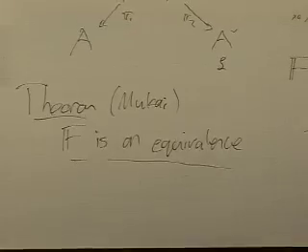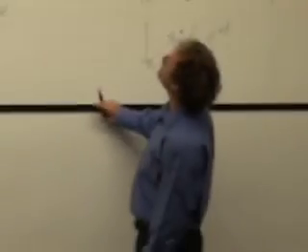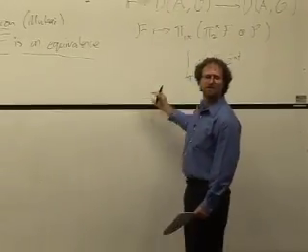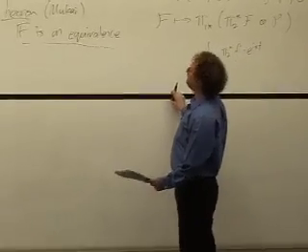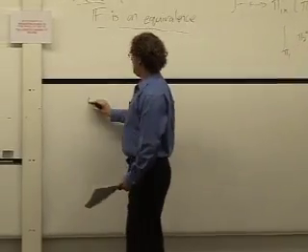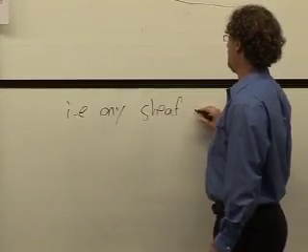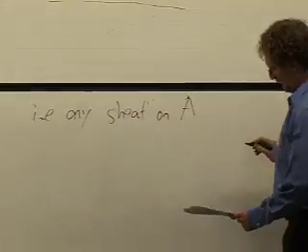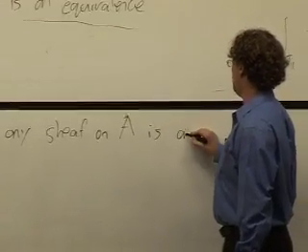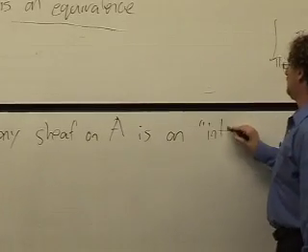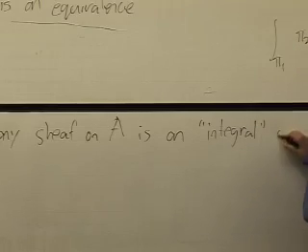So what does this mean? Is that still visible up there? Okay. So what does this mean? This means, i.e., any sheaf on A can be written as an integral of characters.